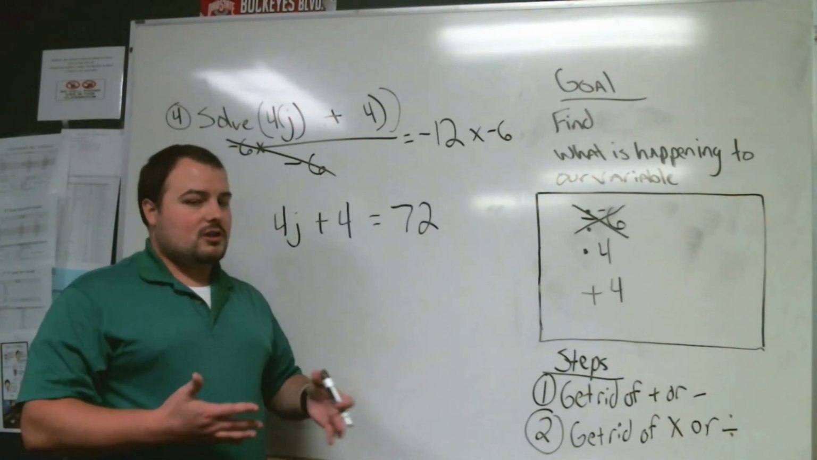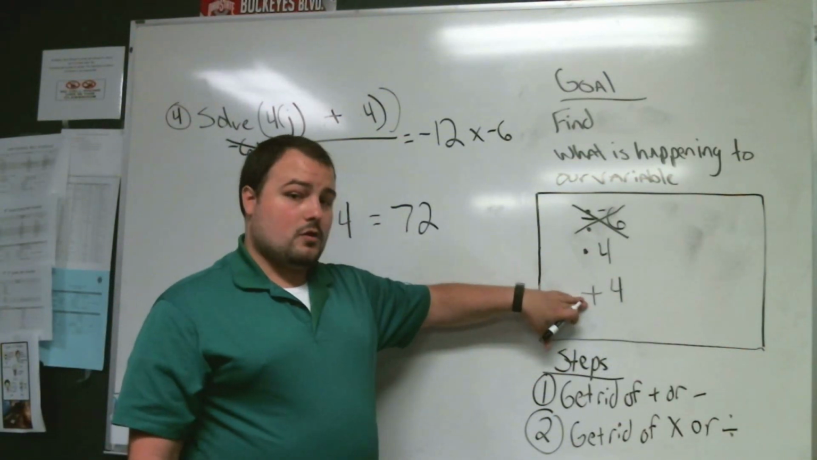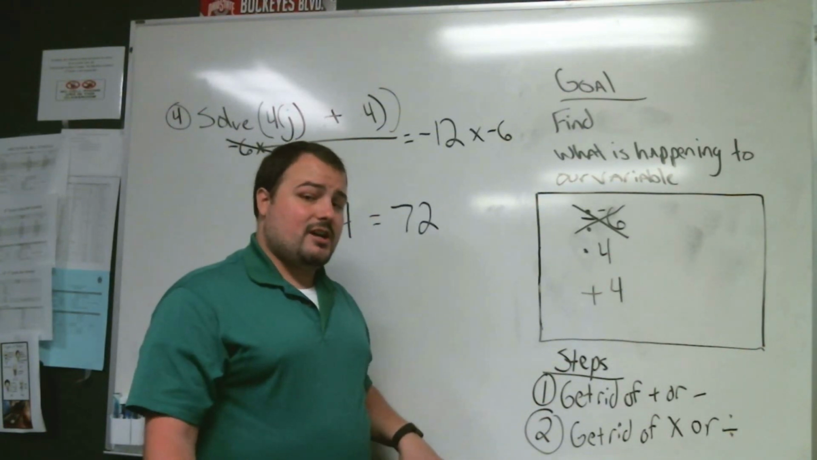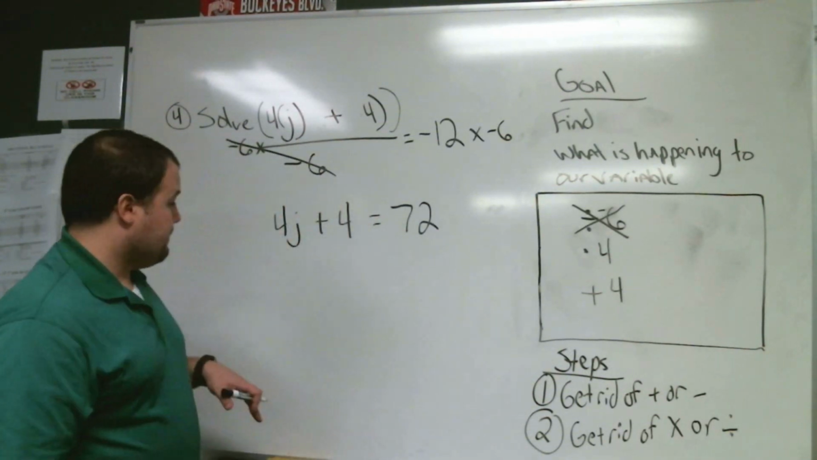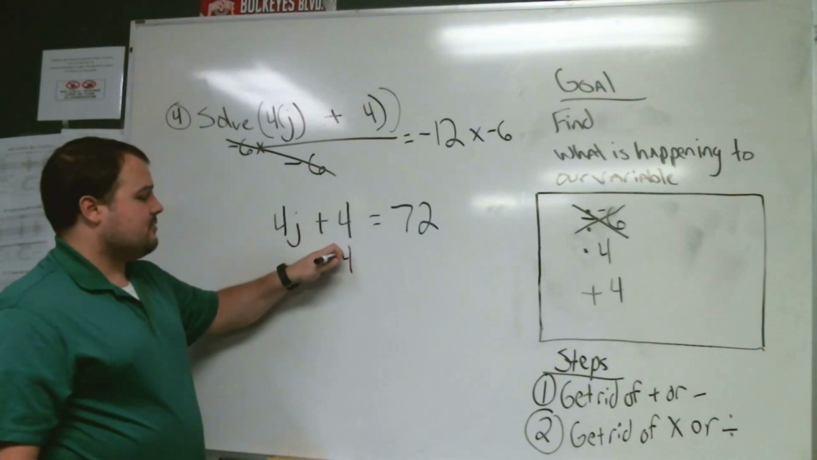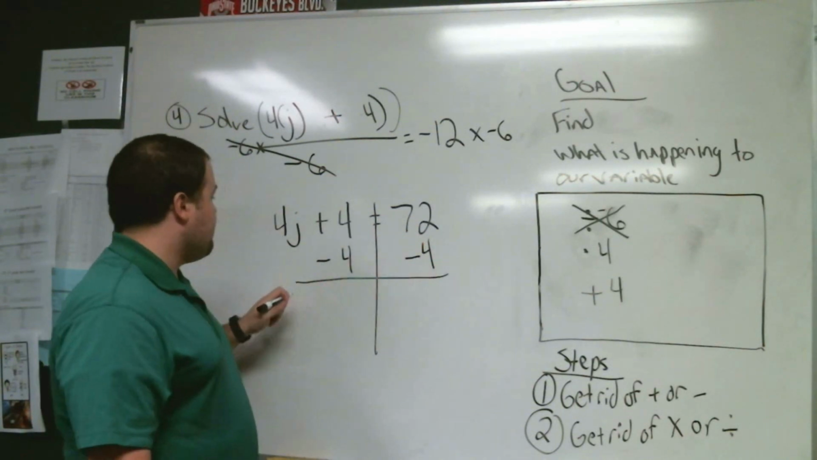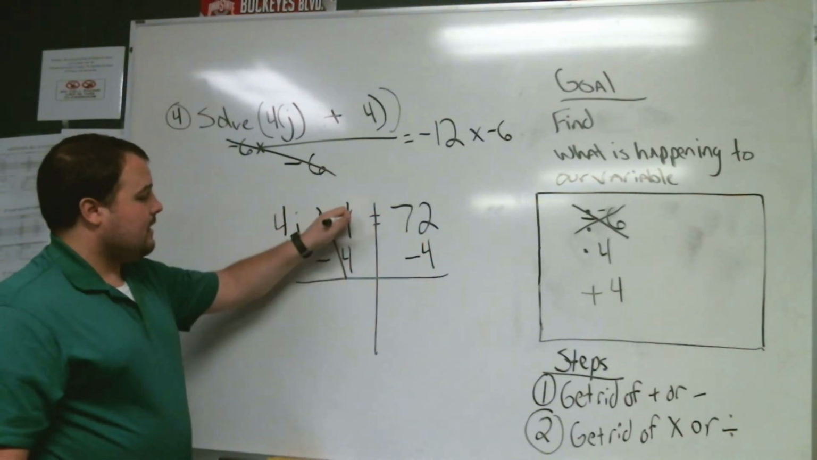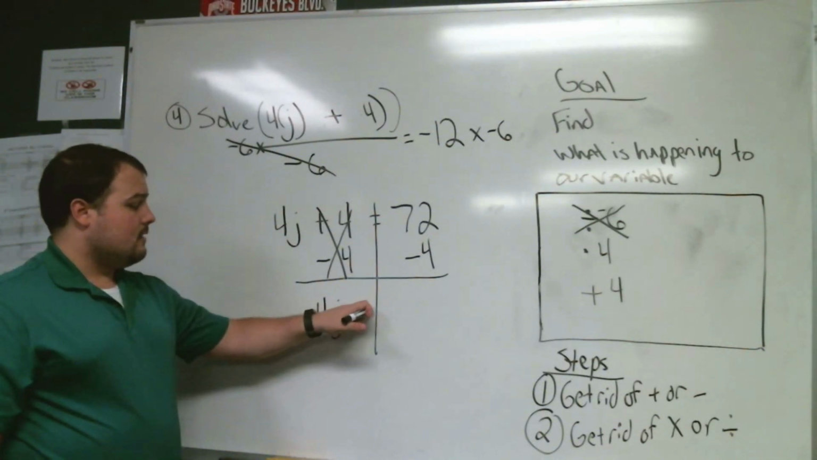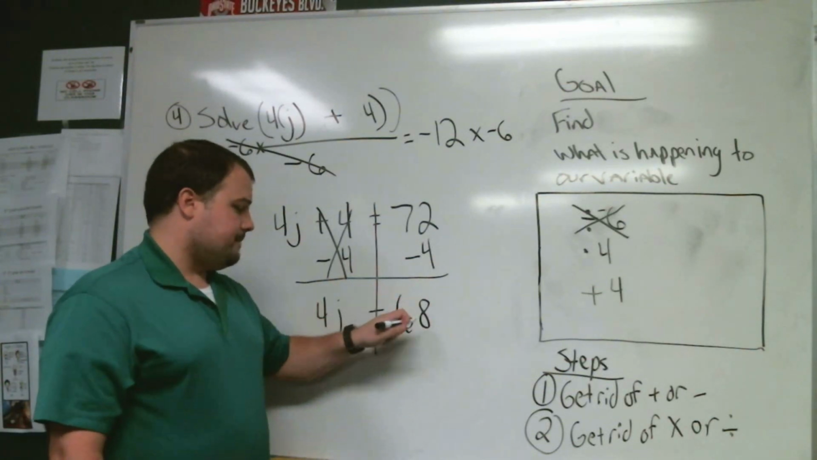And again, which one do you think that we should get rid of first? Hopefully you're saying that we should get rid of adding 4 before we get rid of times 4. Because normally we want to get rid of adding or subtracting, then multiplying or dividing. So in this problem, we're going to get rid of adding 4 by subtracting 4. And if you do it to one side, do it to the other. 4 minus 4 cancels out. So we're still left with 4j, because it hasn't just gone away, equals 72 minus 4, that's 68.